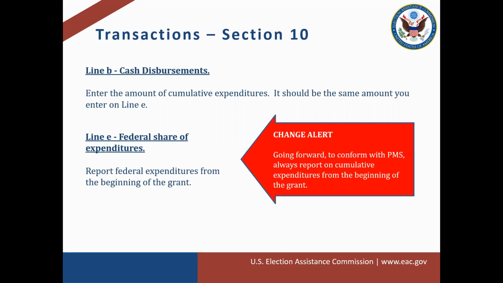And this is a change for all of the grants that were closed in 2019, the older Section 101 and 251 grants. In 2019, as you remember, we told you to report just on the carry forward amounts that were still unspent and not the funds that had already been spent. But now that we're going into PMS, we need to go back to cumulative from the beginning of the grant.